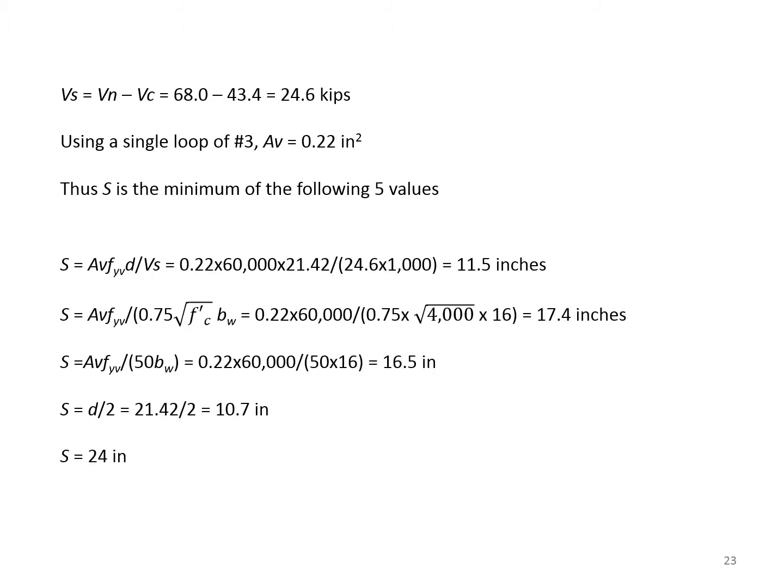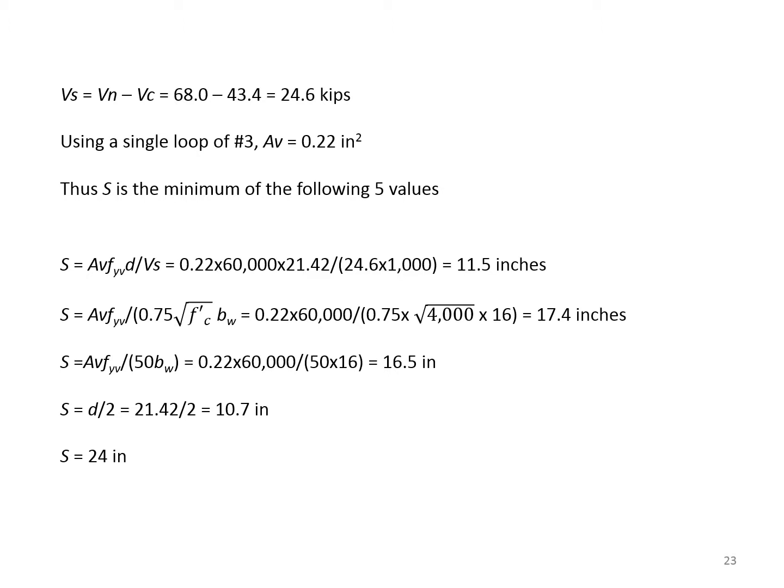V sub S, of course, is the difference of Vn and Vc, which is 24.6 kPa. That shows we have 24.6 kPa short of satisfying the required strength for this section. Using a single loop of number 3, we get AV equal to 0.22 square inches. Therefore, S from the 5 equations we mentioned before are computed.